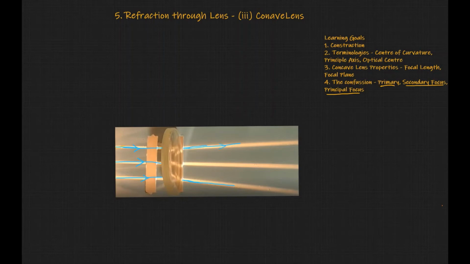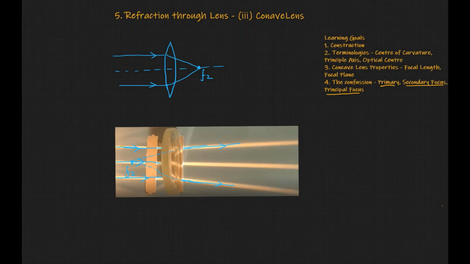But here the problem is these rays are not converging, they are diverging. So what we do is we extend these rays backwards, and this point for us is the secondary focus. Unlike in a convex lens, where you have these rays, if this is your principal axis, these rays meet here, right? So this becomes your secondary focus. So that's the definition of the secondary focus.